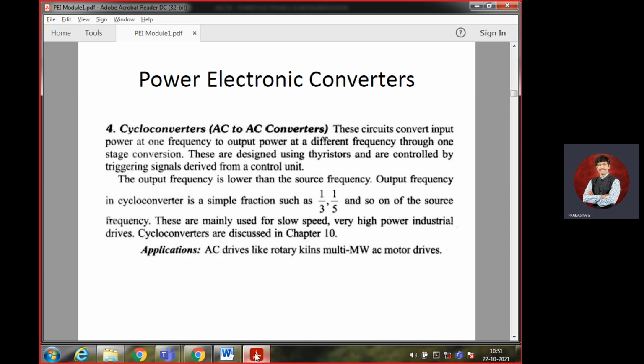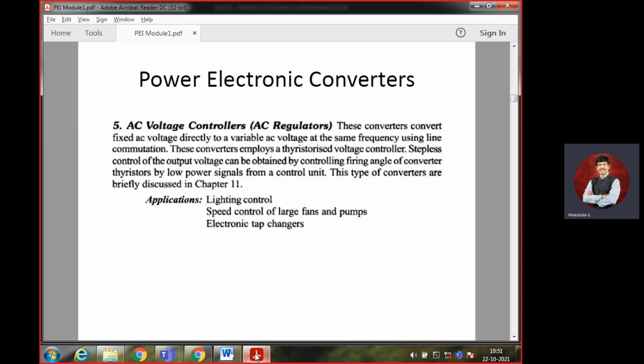AC drives like rotary twin multi microwave AC motor drives. And the last one is AC regulators. I explained how exactly the regulators work, what fan regulators we have. These are the examples for AC to AC regulators. Cycloconverters are frequency changing, the fourth one. The fifth one is regulators.